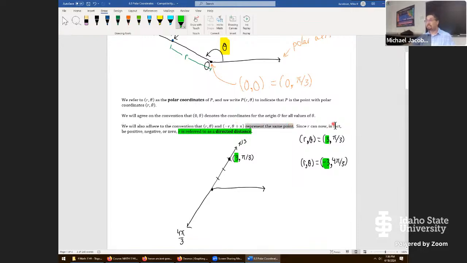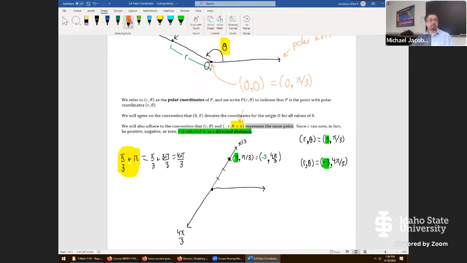R can be both positive or negative now. And so if you're plotting this point, you go to 4 pi over 3. But the distance is negative, so you go backwards, the diametrically opposed direction, 1, 2, 3. You just land right at this location. So this turns into (-3, 4 pi over 3). But notice that theta plus pi is just going to be pi over 3 plus pi. This turns into pi over 3 plus 3 pi over 3, which is the 4 pi over 3.